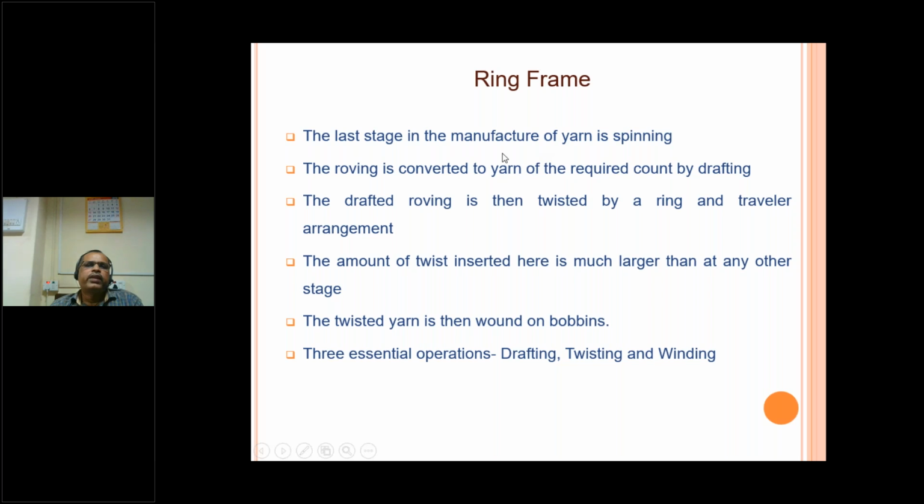Next is the ring frame. The last stage in the manufacture of yarn spinning is the ring frame. The roving is converted to yarn of the required count by drafting. Count is the unit to measure the yarn.